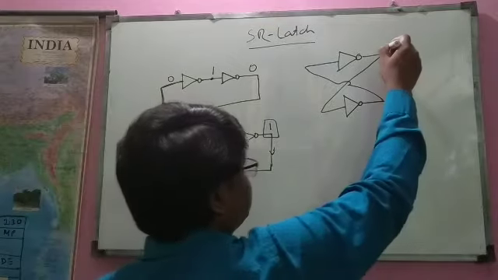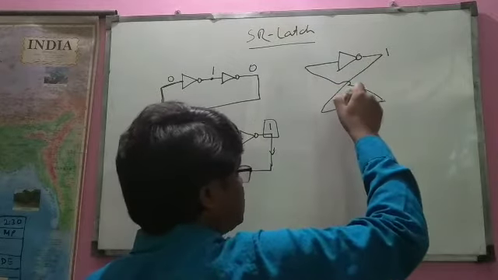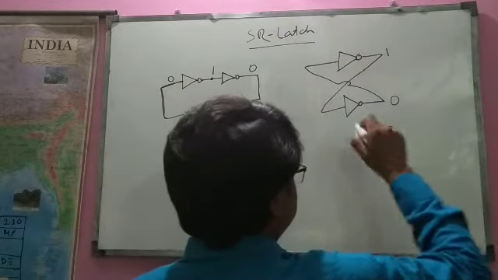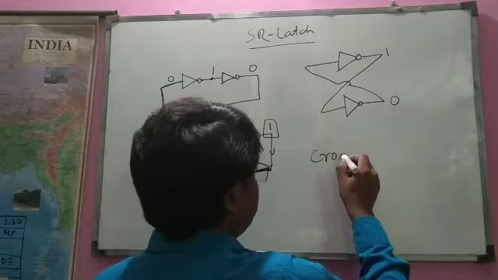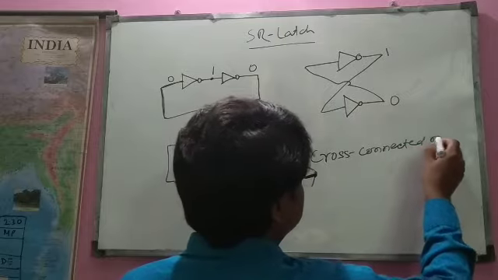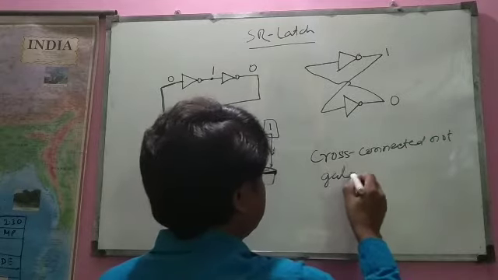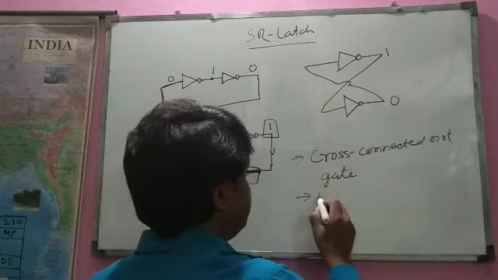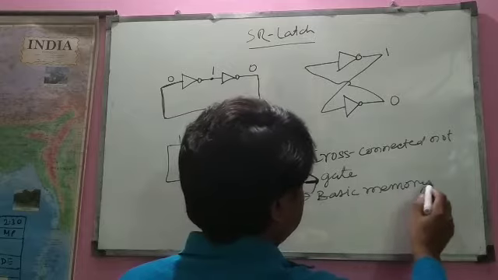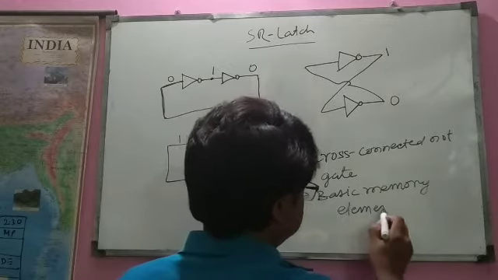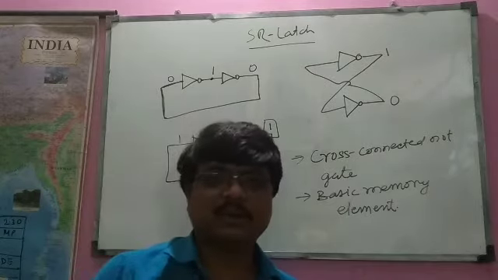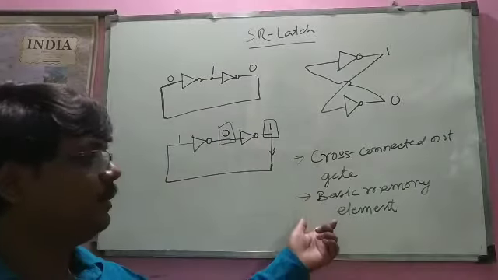So if it is 1, what will be the value? It is coming 1 here, it will be 0, it is 0 here, so it is 1. So it is a cross connected NOT gate. Okay, it is the basic memory element. If someone asks you what this cross connected NOT gate is, you will say this is the basic memory element.